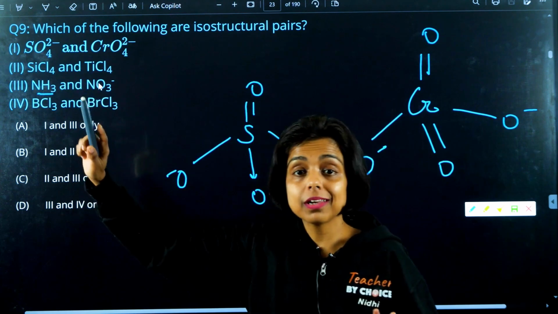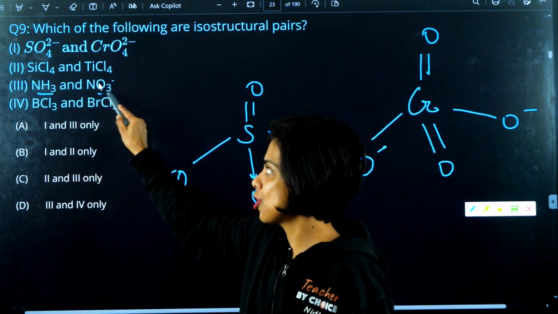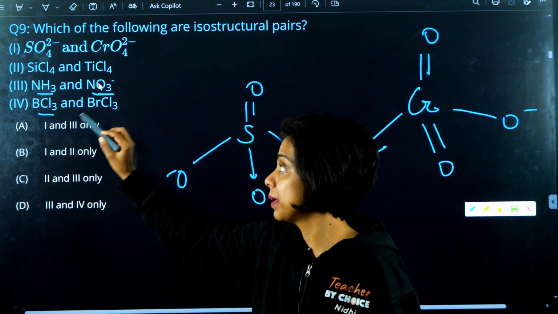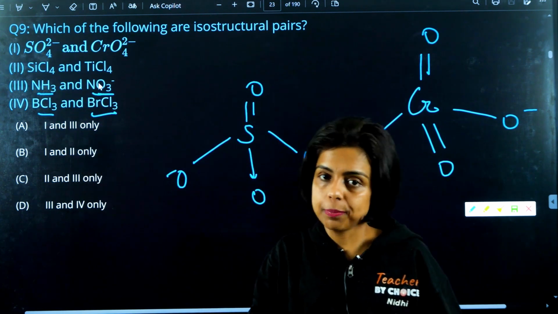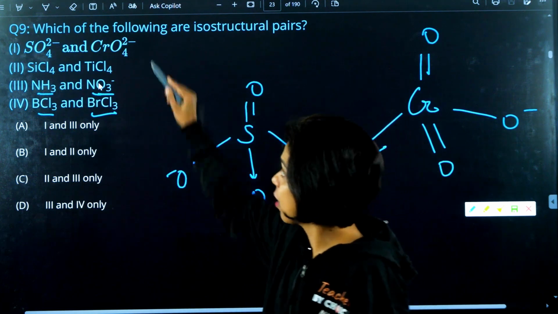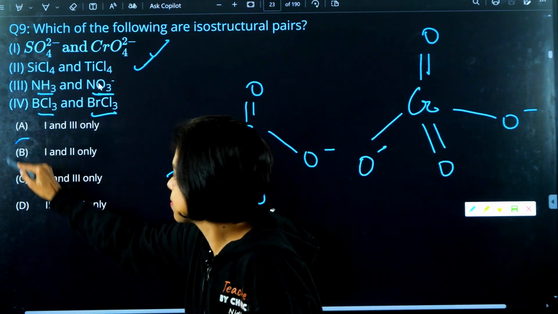NH3, 1 lone pair, 3 bond pair, pyramidal. But this is not pyramidal, right? Planar structure it has, BCl3 is trigonal planar, and this is T-shaped. It is 2 lone pair, 3 bond pair. So isostructurals are 1 and 2 option, that is B option.